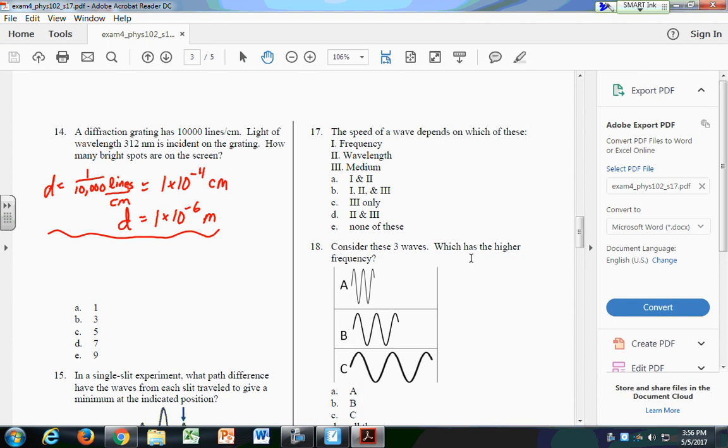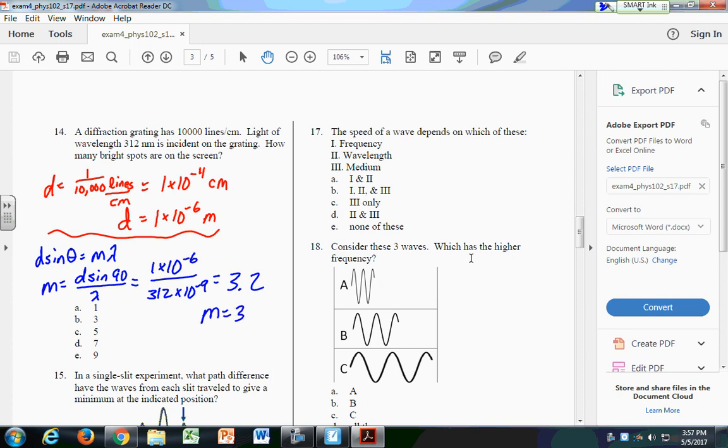And then I want to know what is m. So I say d sine theta equals m lambda, and I solve for m, where m is d sine of 90 divided by lambda. Anytime I'm asking for the number of spots, we just let theta equal 90. And so that's going to be d over lambda, 1 times 10 to the minus 6 divided by 312 times 10 to the minus 9. Remember, nano is negative 9. So that's 3.2. That means that my highest order is 3. I round it down. Not because it's 0.2, but because I always round it down. And so that means I have my central bright spot, and then I have 3 on either side. So I have 7 total bright spots.